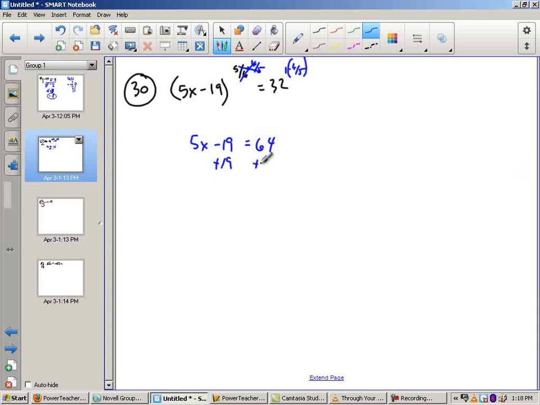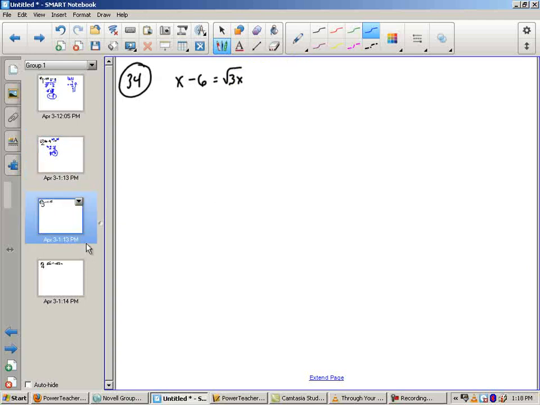I'm going to add 19 to get 83. 5x equals 83. And then I'll divide by 5 to get 83/5. Perfect. Pretty straightforward, really. Not a lot of work. Starting in 34, though, it changes just a little bit. And this is going to have a 3-step process.